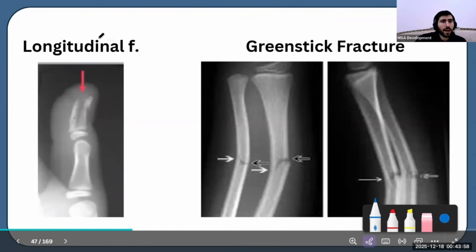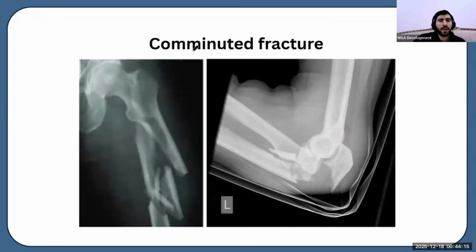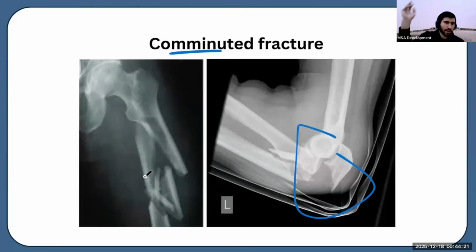All right, now we have longitudinal fracture, which is a fracture that goes longitudinally, like a straight line. And then we have green stick fracture, which is like when you have a bone and you bend it like this, it's a fracture like a green stick. So that's green stick fracture. Then we have comminuted fracture, which is a complete destruction of the bone. It's like this, horizontal, oblique, spiral, everything.